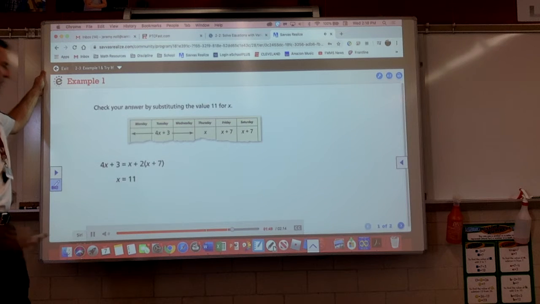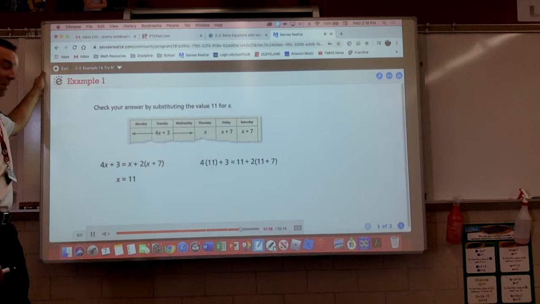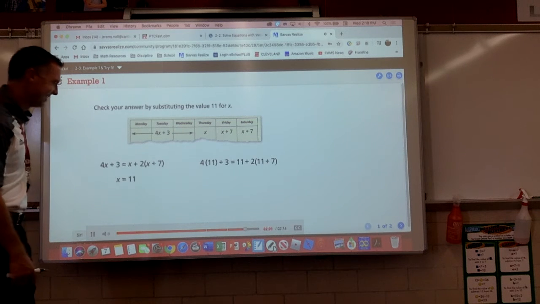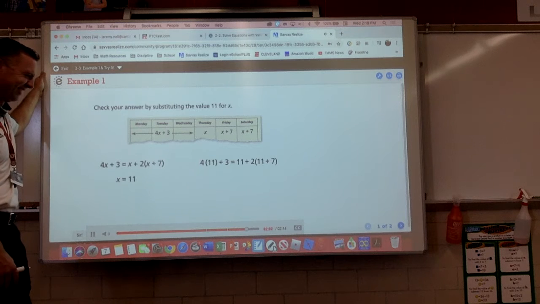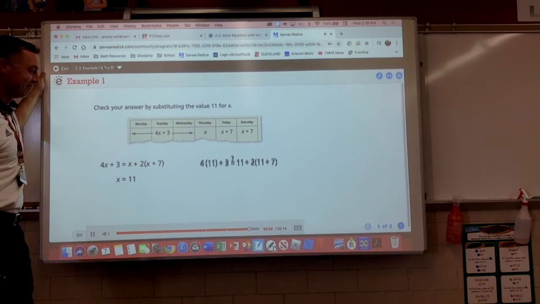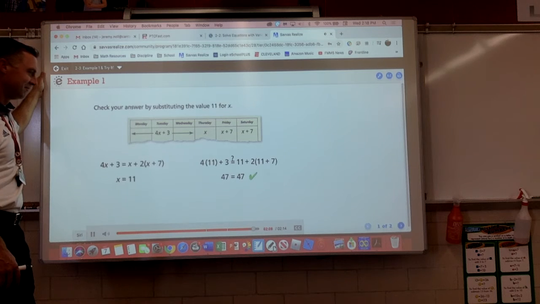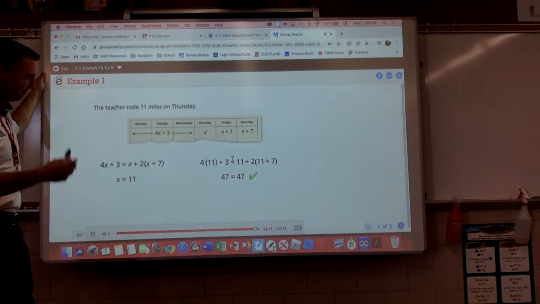So the solution of this equation is x equals 11. Boy, they just went right to the end there. Let's check our answer by substituting the value for x. Is 4 times 11 plus 3 equal to 11 plus 2 times the quantity 11 plus 7? Yes. They both equal 47. Our answer checks. The teacher rode 11 miles on a Thursday.